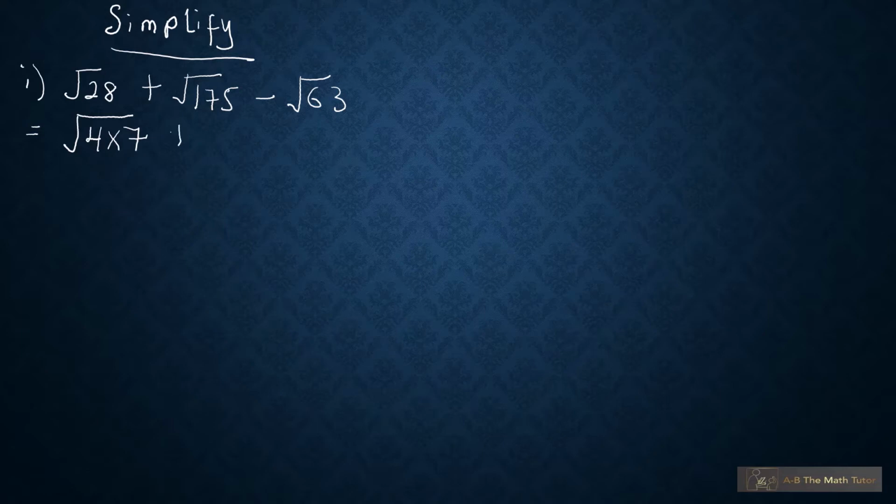So plus 175, you can think of 25 times 7. And then with 63, you can think of 9 times 7.